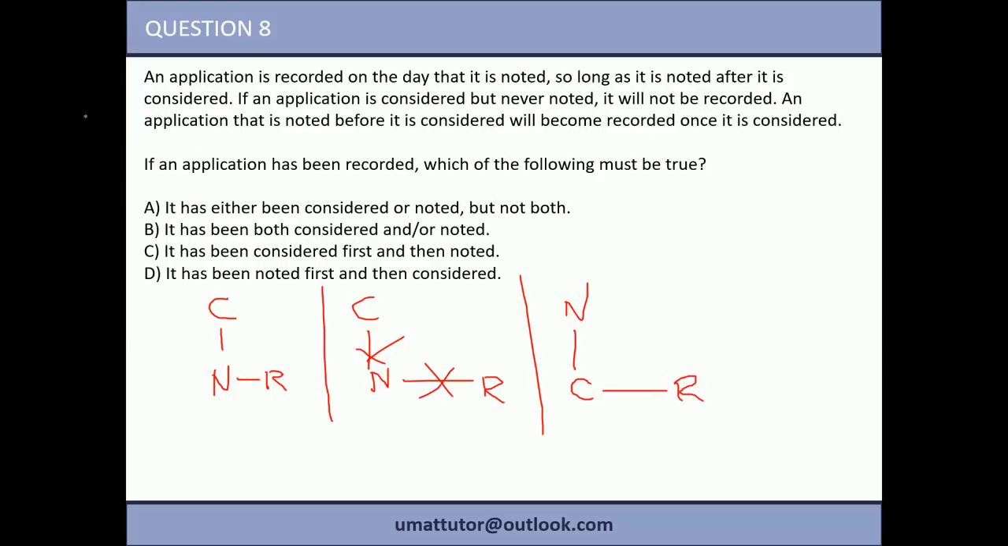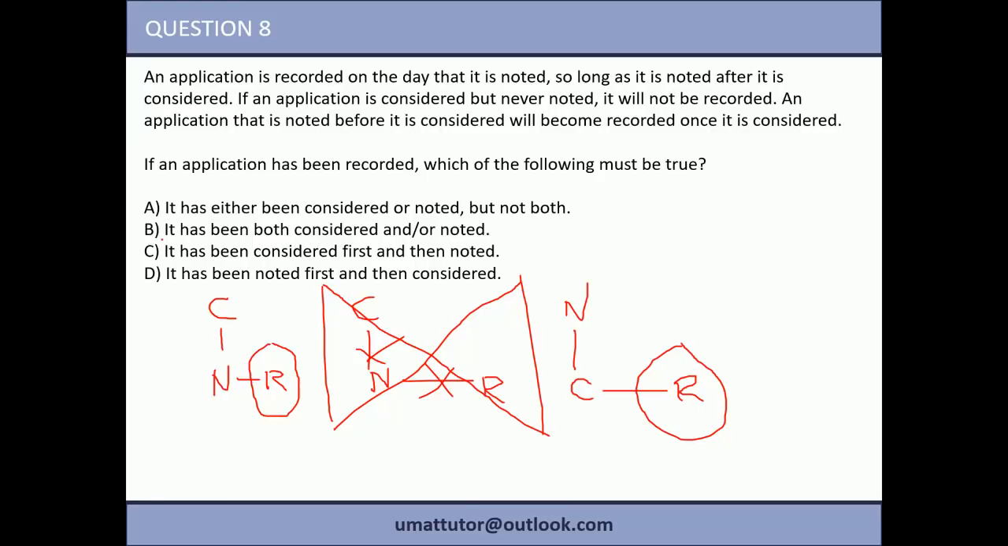Okay, so the question now is, if an application has been recorded, which of the following must be true? So our focus now again is on the R rather than the N as before. And it can't be possible with this second setup because you can see we never get as far as recording if it's never noted. So that can be crossed out. Option A, it has either been considered or noted, but not both. Well, that's not true because it can be both considered and noted before it is recorded. That's shown by both the first and the third situation where you can go through these two steps before being recorded. So A would not be correct.